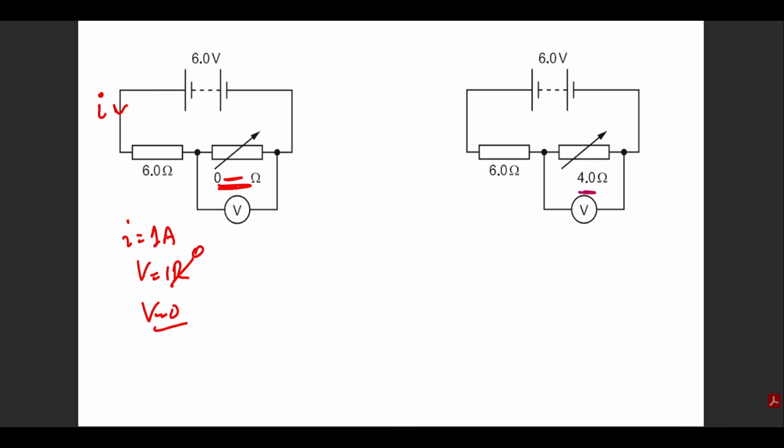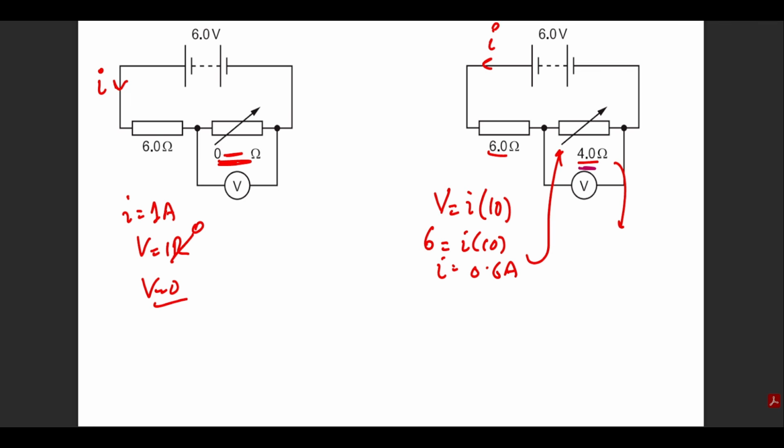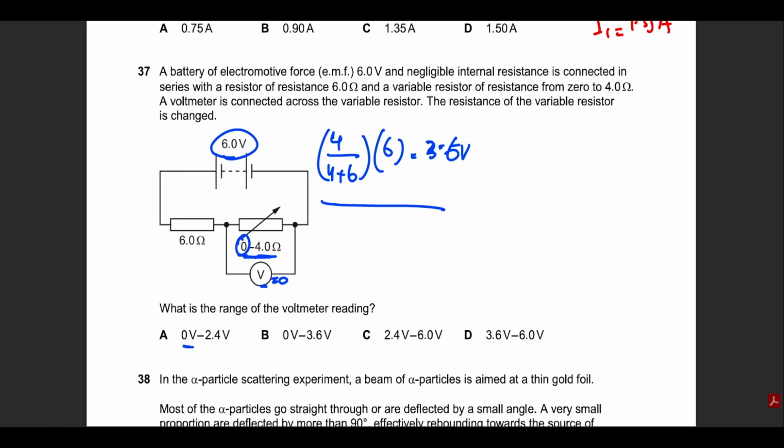Now, when we come to this situation, if you want to find the current first, you do it with that method. This becomes V equals I into 10. Why? Because 6 plus 4, they're in series. And this is 6 equals I into 10. Current becomes 0.6 amps. And when you put this into here, the voltage consumption by this, V equals IR again. Voltage consumption is 0.6 multiplied by 4, which is going to become, let's see, 6 multiplied by 0.4. Oh, it's 2.4. It should be A, but let's see. Not 3.6, but 2.4 volts. That's going to be option A.